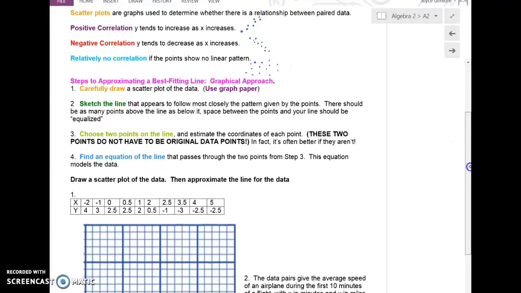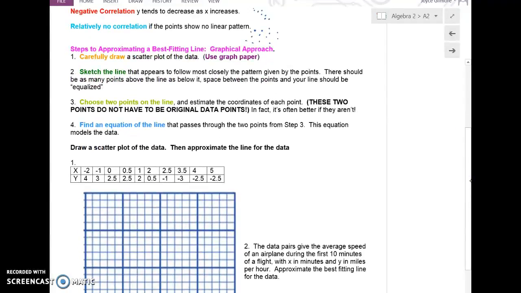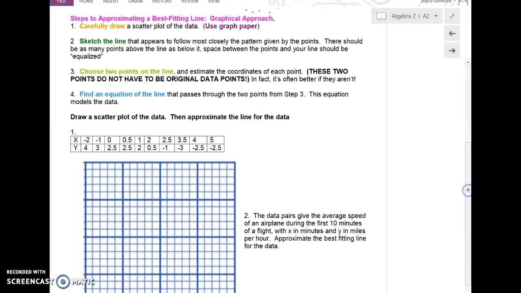Steps to approximating the best fitting line. We are going to start by carefully drawing a scatter plot of the data. You want to use an actual piece of graph paper, and you want to think about your scale so that you can make your graph as accurate as possible.